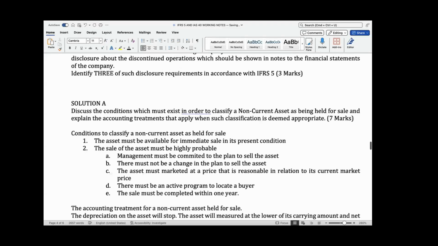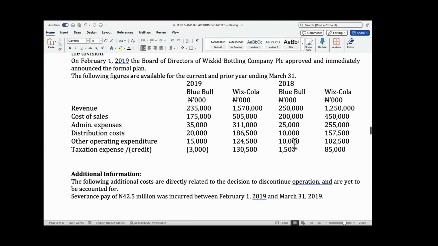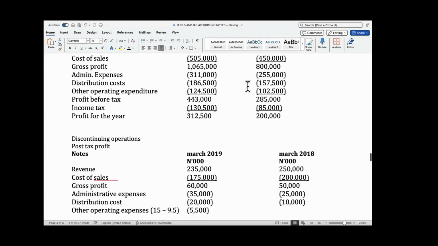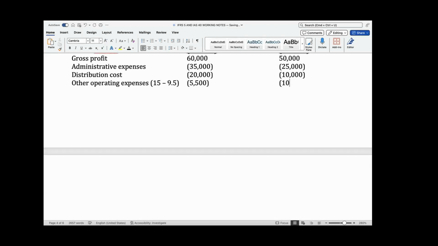And for the previous year, this is 10,000 as well. And just present the impairment loss separately, to be dash here. And also the severance pay of 14.5.